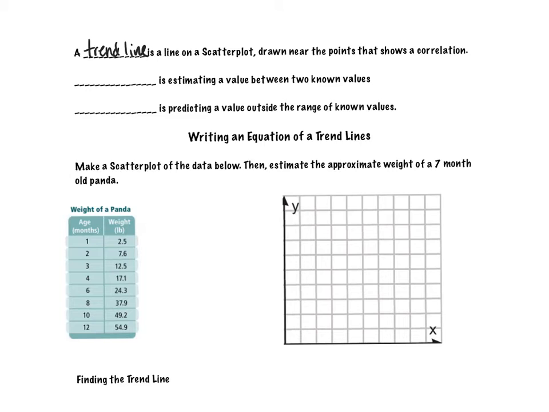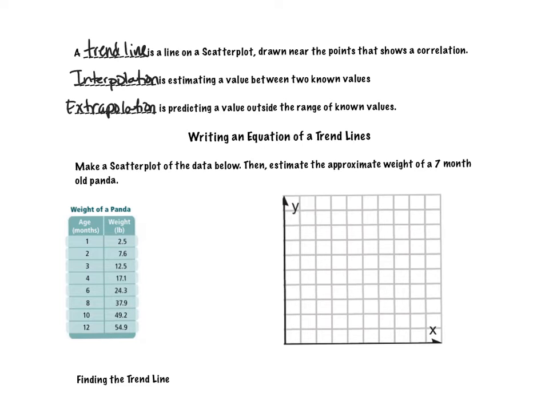So I look at two different things, right? First one is interpolation, right? So this is when I estimate a value that's between two things I already know. And then I can also do extrapolation, which is predicting a value outside my range.